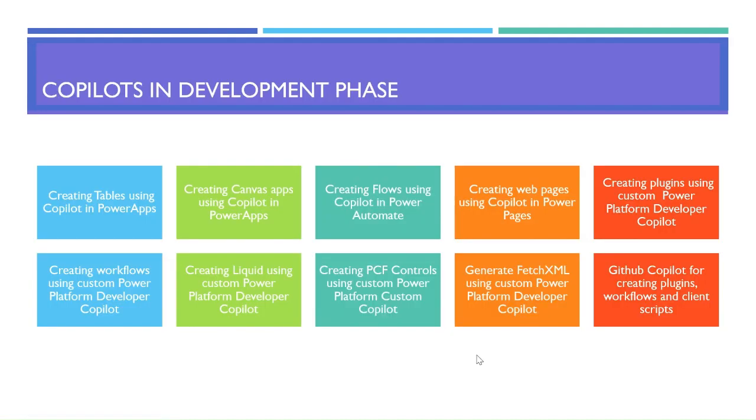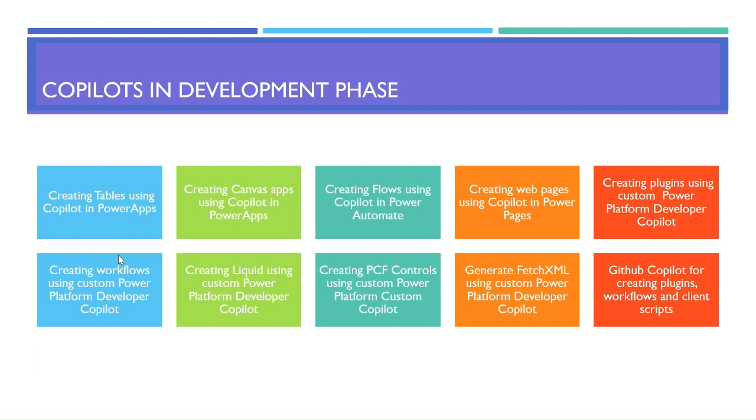Let's go over the copilots we can use in the development phase. We can create tables using the Copilot in Power Apps. We can also create Canvas apps and the related table using Copilot in Power Apps. We can create flows using Copilot in Power Automate. We can create web pages using Copilot in Power Pages.